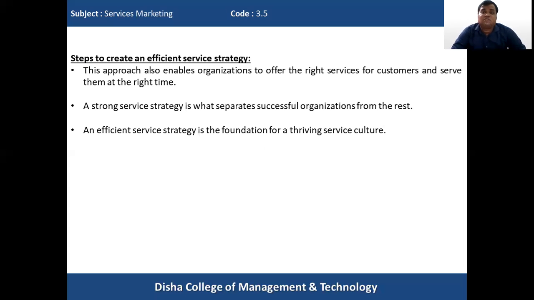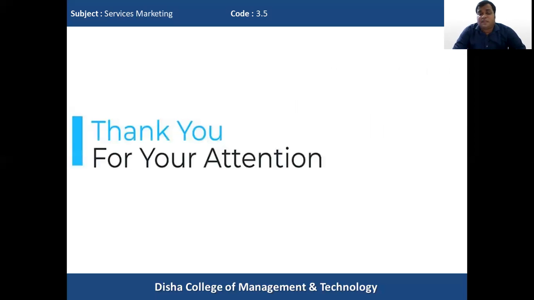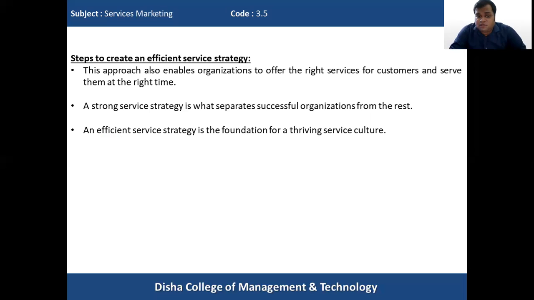The service strategy is also important because it creates a thriving and powerful service culture in the organization, where all the employees work towards giving proper customer service and customer satisfaction. So this efficient service strategy becomes the foundation for a strong service culture. So this is what we have read in the service strategy.